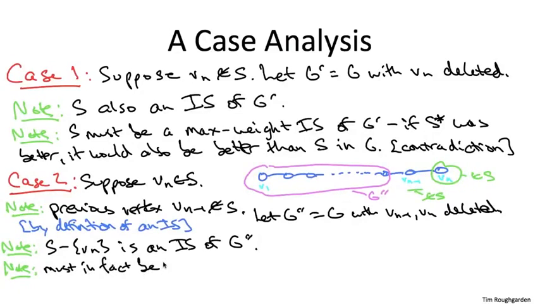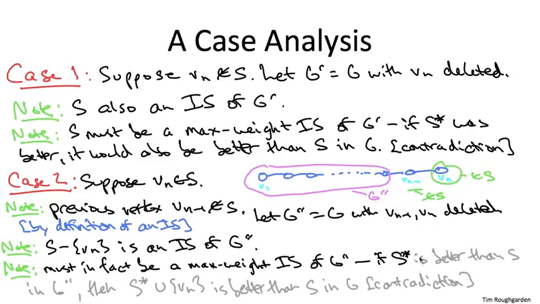And once again, just like in case 1, we can say something stronger. S with Vn removed is not any old independent set of G double prime. It actually must be an optimal one. It must have maximum possible weight. The reasoning is similar. Suppose S with Vn removed was not the best possible independent set in G double prime. Then there's something else, call it S star, which is even better, has even bigger weight. How do we get a contradiction? Well, if we just add Vn to this even bigger independent set S star that lies in G double prime, we get a bona fide independent set of the entire graph G with overall weight even bigger than that of S. But that contradicts the optimality of S.